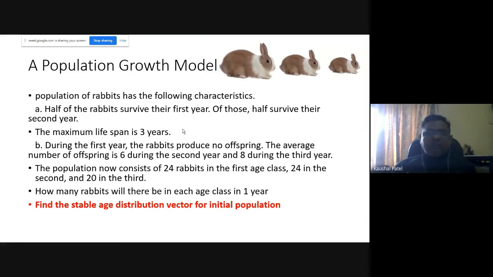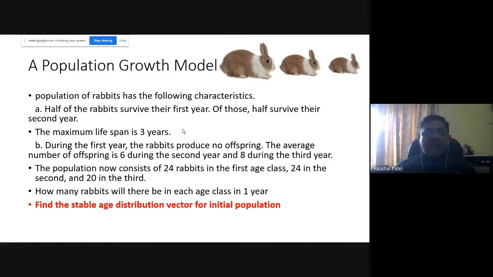During the first year, rabbits produce no offspring. Why does this happen? It means whenever there is a pair of rabbits, they are not producing any offspring. The average number of offspring is 6 during the second year. Till the second year, they may produce 6 other rabbits.